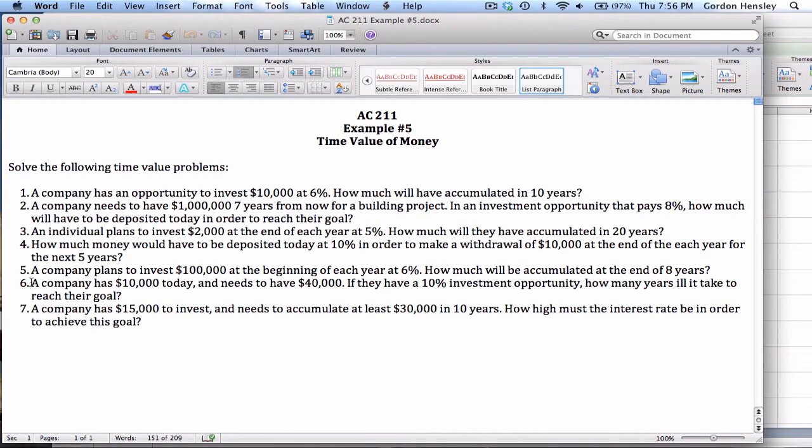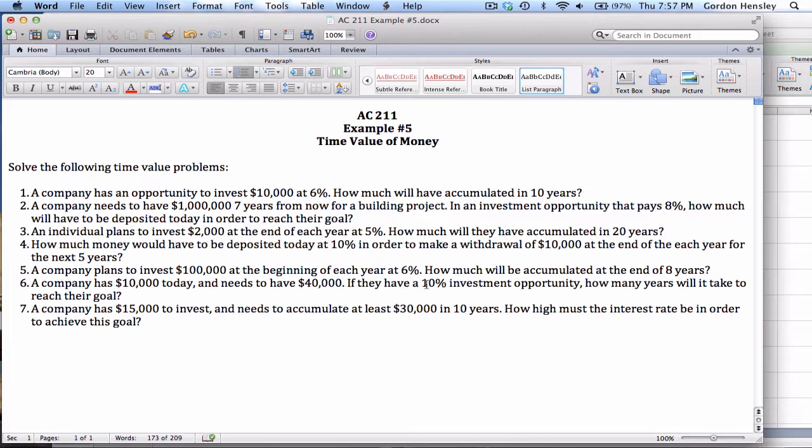Now, number six, a company has $10,000 today and needs to have $40,000. If they have a 10% investment opportunity, how many years will it take to reach their goal? Well, in this case, this is kind of an odd problem because I have both the present amount and the future amount. They have $10,000 today, they need to have $40,000 in the future.